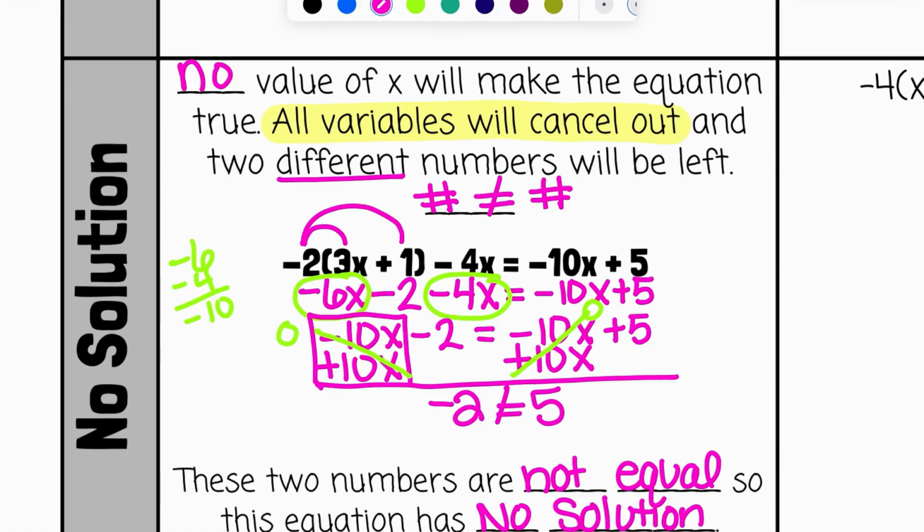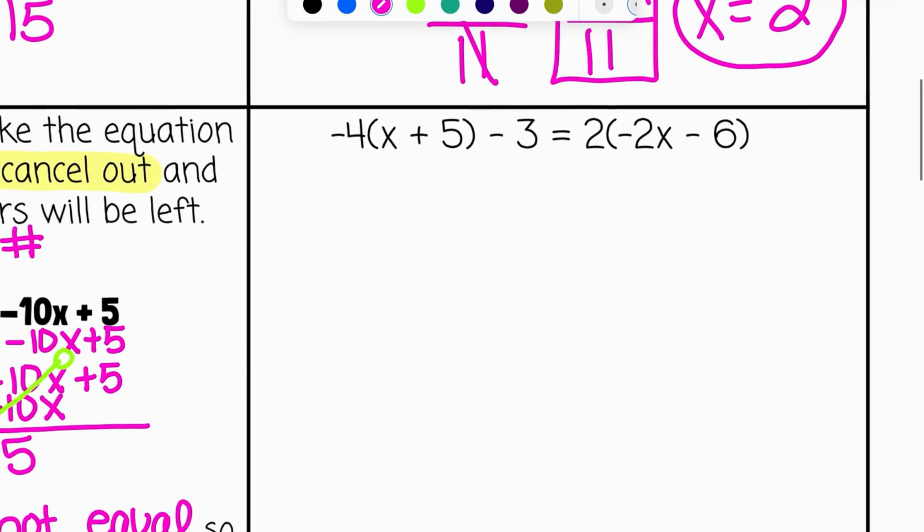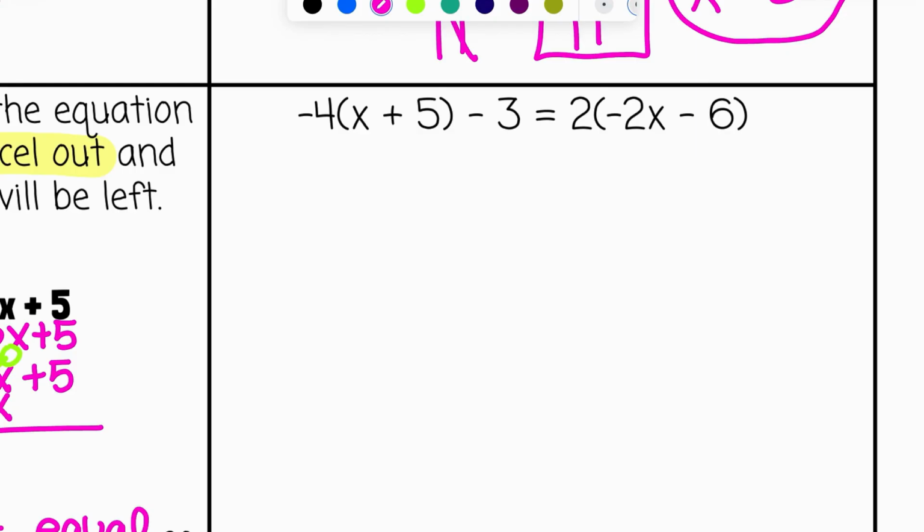Okay, once again, I recommend that you pause this video and work this example, and then come back and let's see if you got it right. All right, let's work it out. I bet you guessed that it is a no solution, but let's prove it by showing our work.